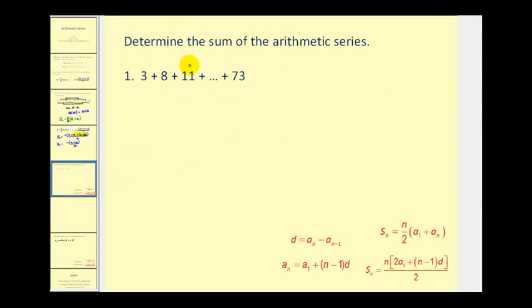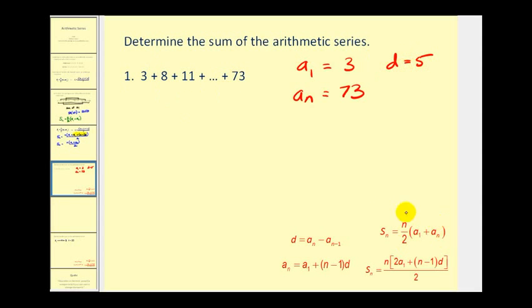Let's say we want to find the sum of this arithmetic series. Let's write down all the information that we know. A sub 1 is the first term, that's equal to 3. The last term we'll call a sub n is equal to 73. And we know it's arithmetic, so we can find the common difference. Let's go ahead and take 8 and subtract 3. That would be d equals 5. Remember, we can choose any term and then subtract the term before it to find the common difference.